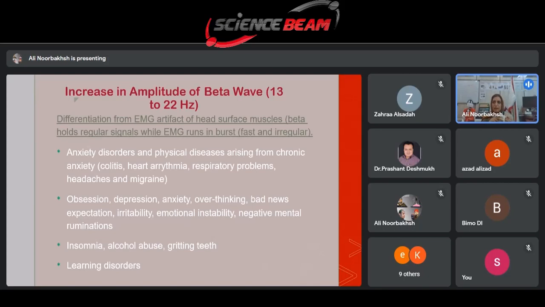Increased beta is related to anxiety disorder and physical disease arising from chronic anxiety such as colitis, heart arrhythmia, respiratory problems, headache, and migraines. Obsession, depression, anxiety, overthinking are again related to increased alpha. Insomnia, alcohol abuse, retinitis, and learning disorder may be related to increased beta.